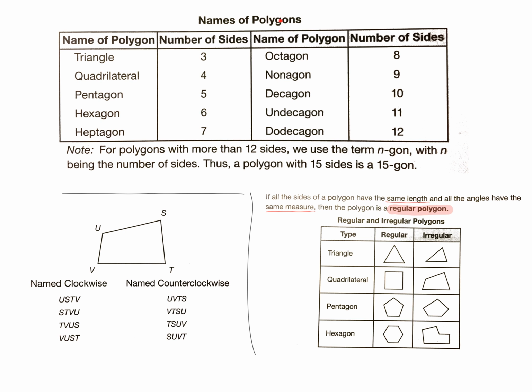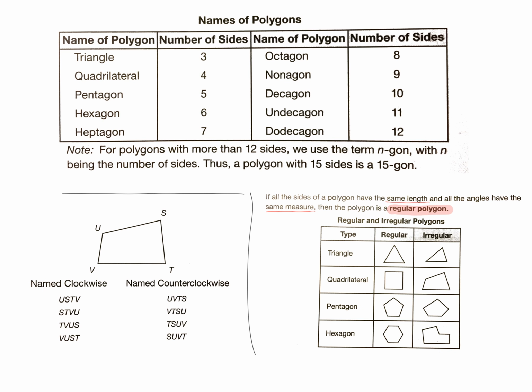So to name polygons, we simply name them by the number of sides. So if there's 3 sides, we call it a triangle. If there's 4 sides, we call it a quadrilateral, prefix of 4. 5 sides, a pentagon. 6 sides, hexagon. 7 sides, heptagon. 8 sides, octagon. 9 sides, nonagon. 10 sides, decagon. 11 sides, undecagon. 12 sides, dodecagon.